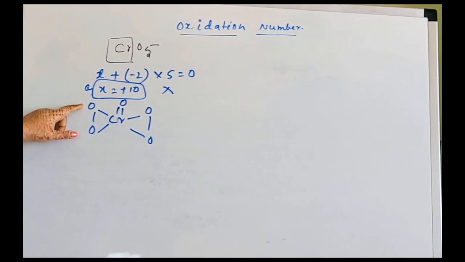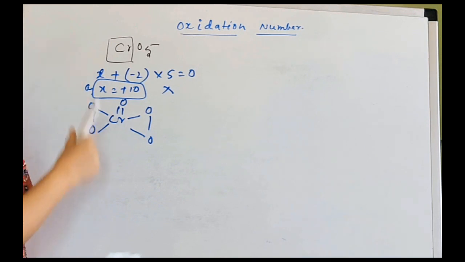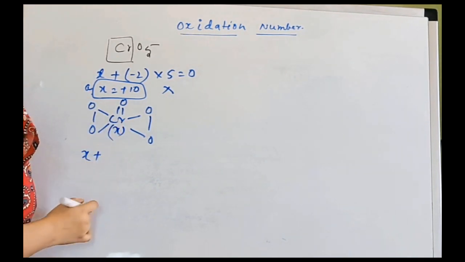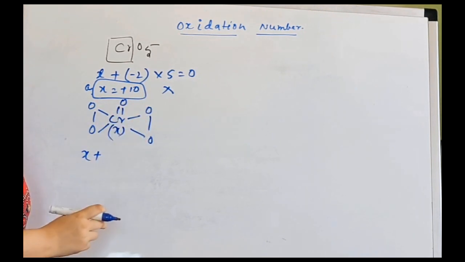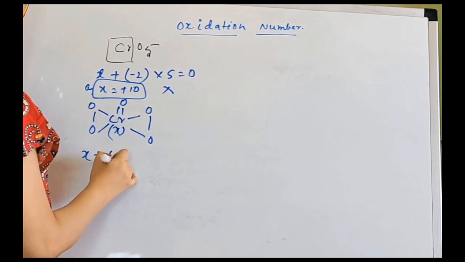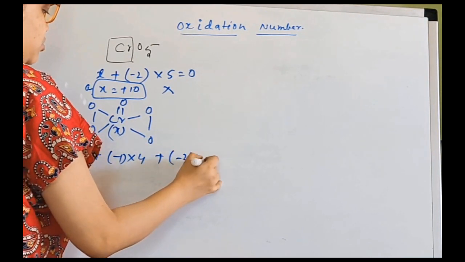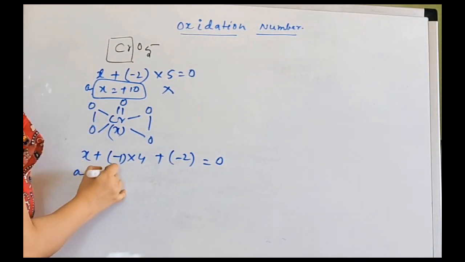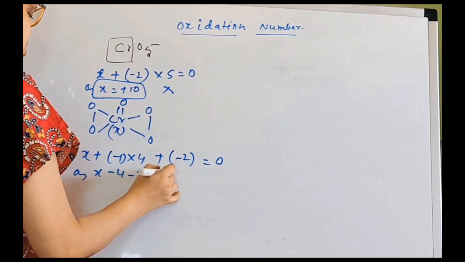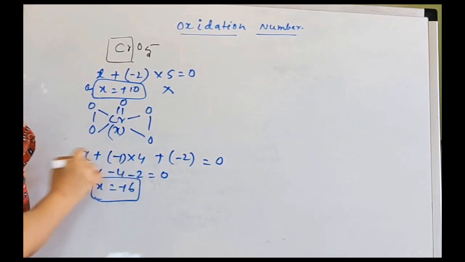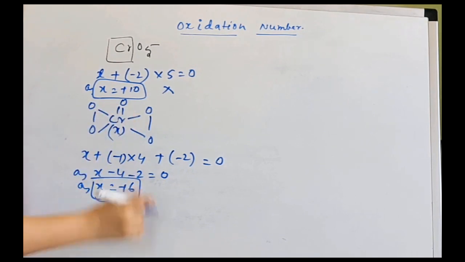And you can see here 1, 2, 3, 4 peroxo bonds and 1 oxide oxygen. So just remember the rules. Let's take x. For the 4 peroxo oxygens, that is minus 1 into 4, plus minus 2, equals 0. So x minus 4 minus 2 equals 0, x equals plus 6. So the oxidation number of chromium is actually plus 6.